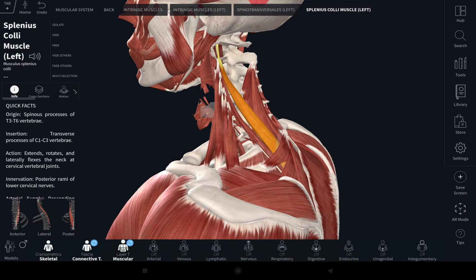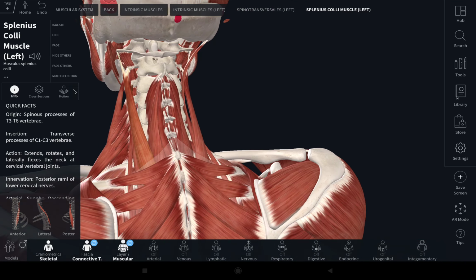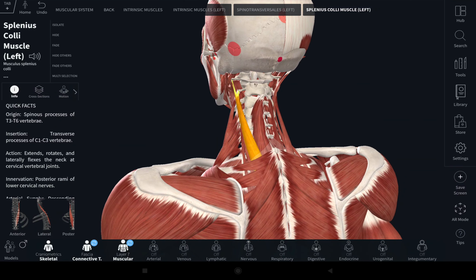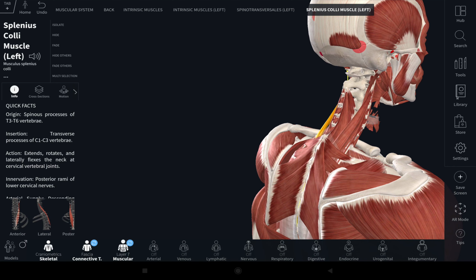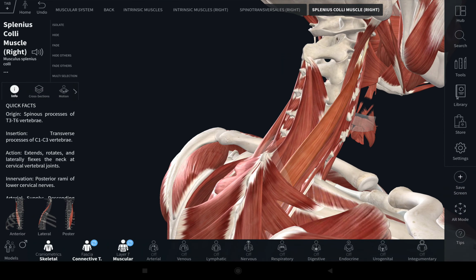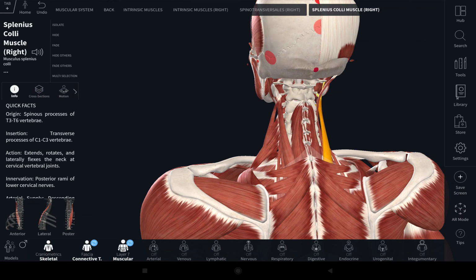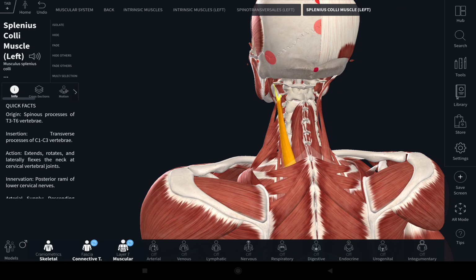This is the splenius colli muscle. Sorry, this is the splenius colli muscle of left side. This is the splenius colli muscle of right side. It is one of the muscles of the neck. We remove the splenius colli muscle.